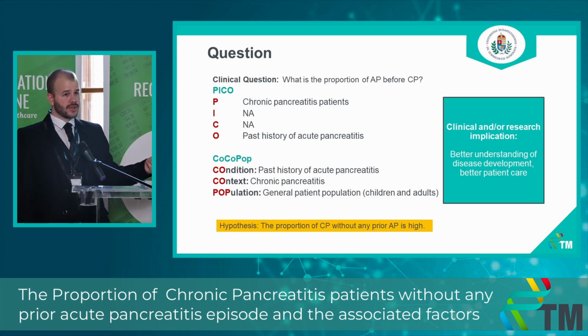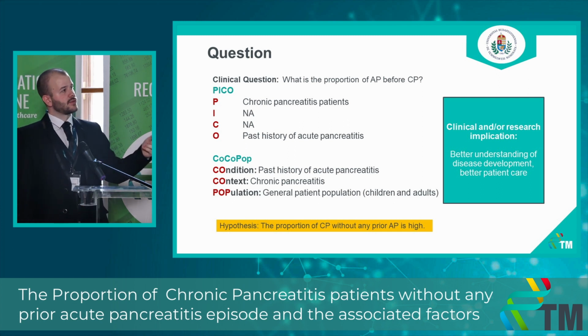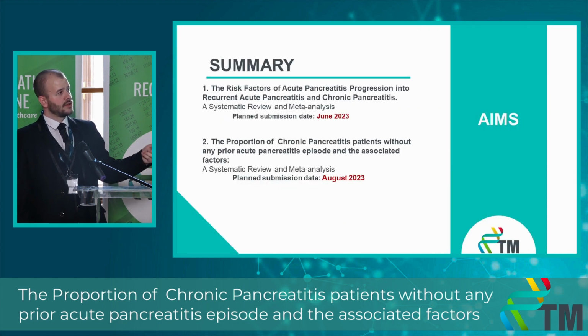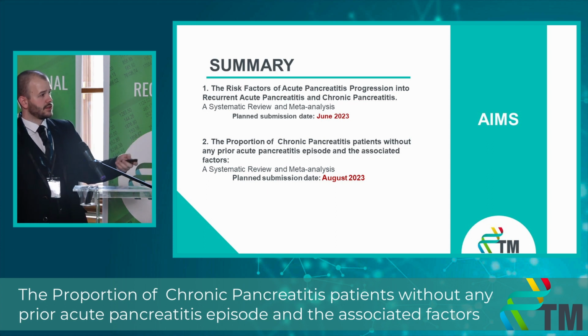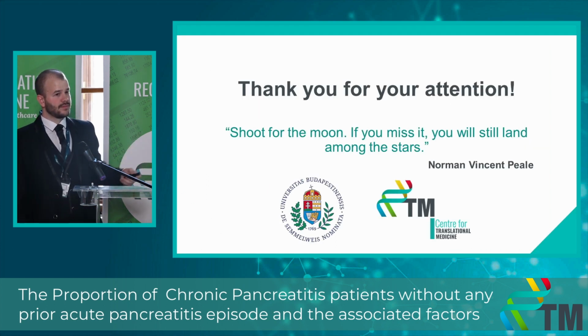This will be a proportion meta-analysis, so we use the PICO and the CoCoPop framework for posing the question. Our clinical question is, what is the proportion of AP before CP? And we have so far 6 key articles, and the topic is feasible. So a brief summary of my topics. I would like to finish the first one by the end of June, and the second one by the end of August. And thank you for your attention.